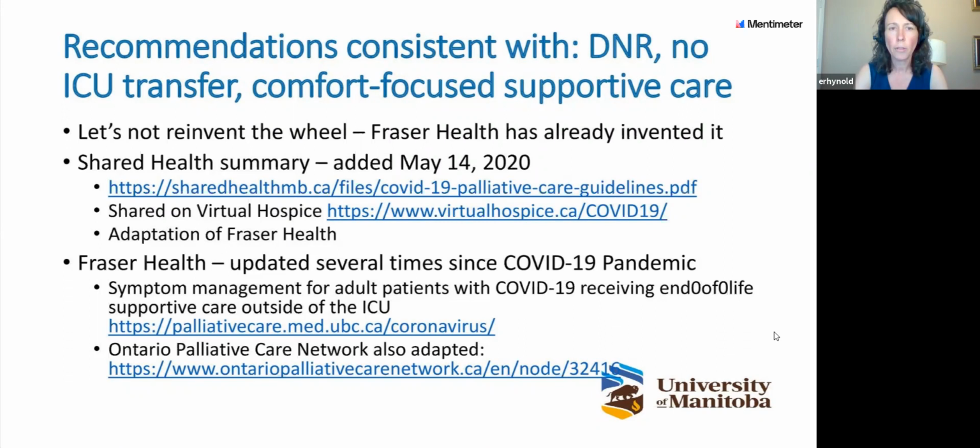So as I said, Fraser Health had the first version of this, and called it Symptom Management for Adult Patients with COVID-19 Receiving End-of-Life Supportive Care Outside of the ICU. They update it, so the most reliable place to go is to the Palliative Care UBC site under their coronavirus resources. And this was then adapted again by the Ontario Palliative Care Network, and their version, I believe, came from McMaster University, and they are updating based on their experience. And unfortunately, Ontario, and in early days, BC had a lot of experience with this.